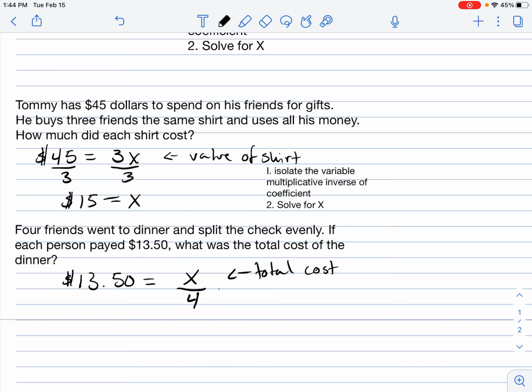Okay, so then here to solve it, the multiplicative inverse of 1/4 is 4. So we're going to multiply both sides by 4. That's going to leave us with x is equal to $54. And that is solving one-step equations with multiplication or division.